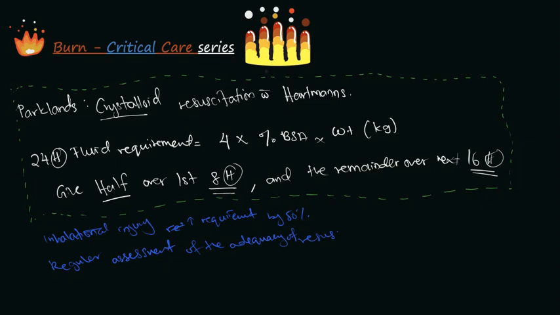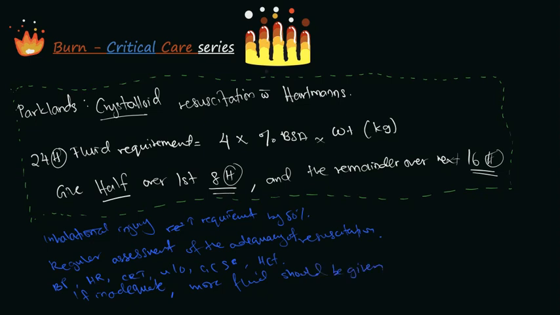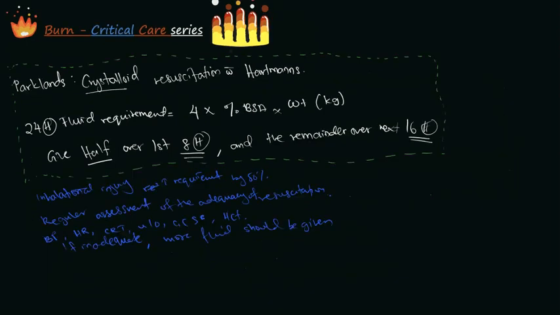Regular assessment is crucial during our resuscitation. Blood pressure, heart rate, capillary fill time, urine output, GCS, and hematocrit all need to be monitored. And if our assessment deems it inadequate, more fluid should be given.